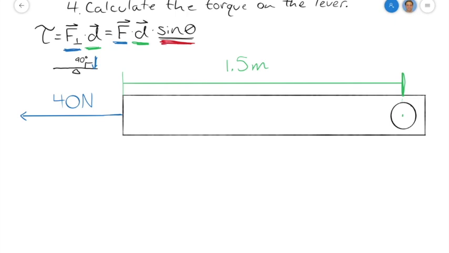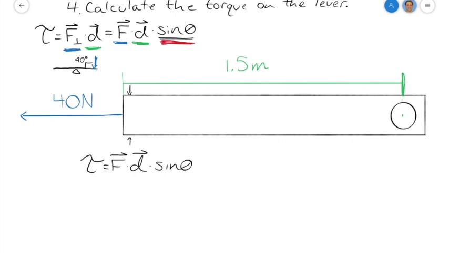So let's begin. We want to calculate the torque on the lever. Torque, or tau, is equal to the force times the distance times sine of theta. In this case, we need to determine what the angle is, because the force we're getting is not being applied right above, perpendicular, or below either.